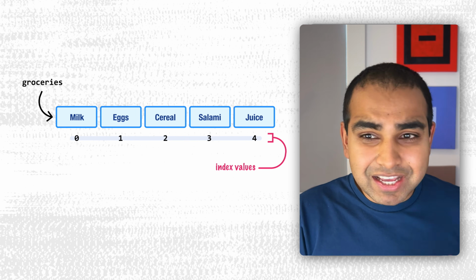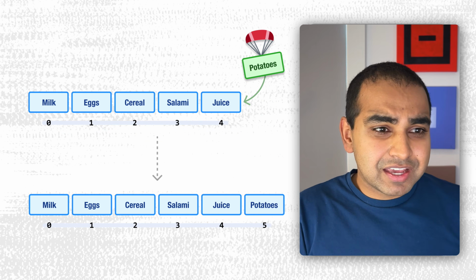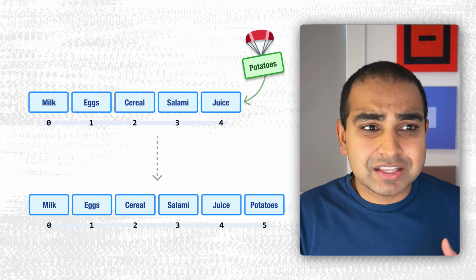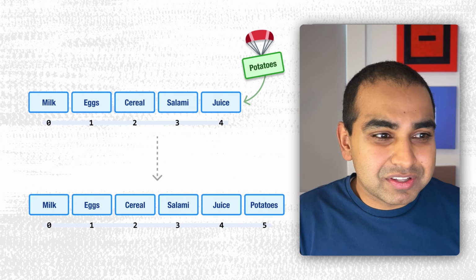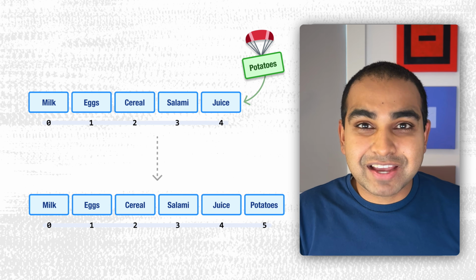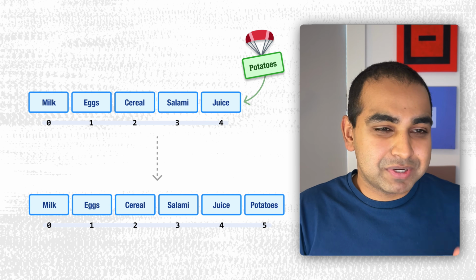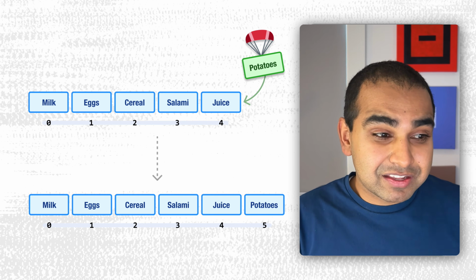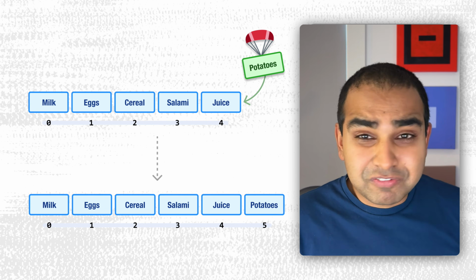Now, if you want to add an item to our array, the easiest case is where we add an item to the end of our array. So here's an example where we add potatoes to our list of groceries, and you can see that it gets added, and we add an index item to go along with it. So now you have potatoes added to the end of our array, and we now have it located at index position 5. Pretty straightforward there.